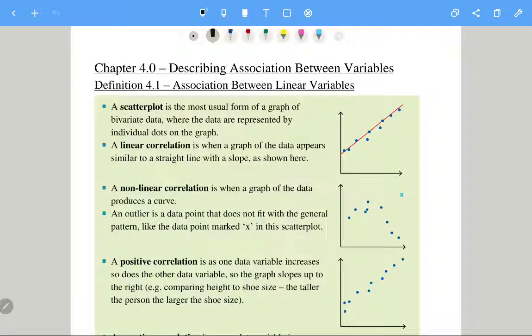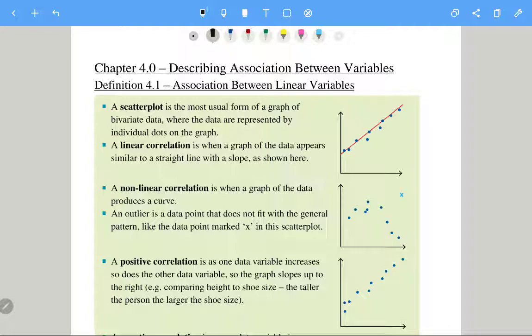So today we're going to be having a look at how we describe associations between variables. And the main thing about it is we're going to use this thing called a scatter plot. A scatter plot seems a bit similar to what we were doing before with plotting points, except we don't connect them up. We just do a bunch of dots on the page. That's called a scatter plot.